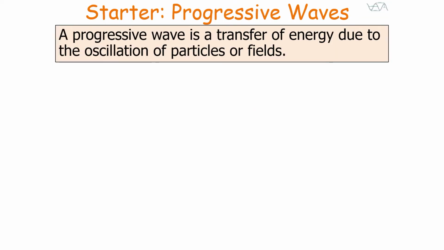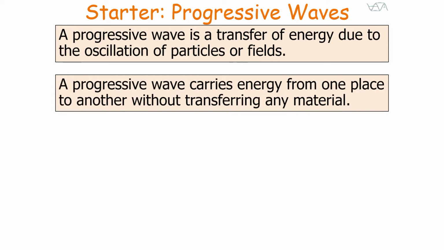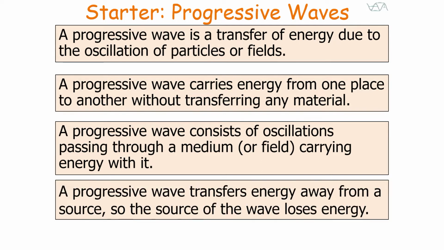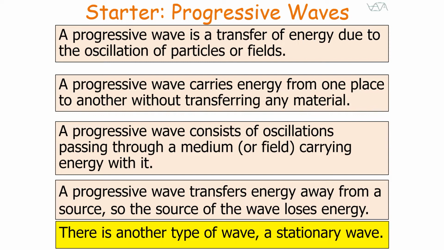So a progressive wave is a transfer of energy due to the oscillation of particles or fields. A progressive wave carries energy from one place to another without transferring any material, and consists of oscillations passing through a medium or a field carrying energy with it. A progressive wave transfers energy away from a source, so the source of that wave loses energy. But there is another type of wave, a stationary wave.